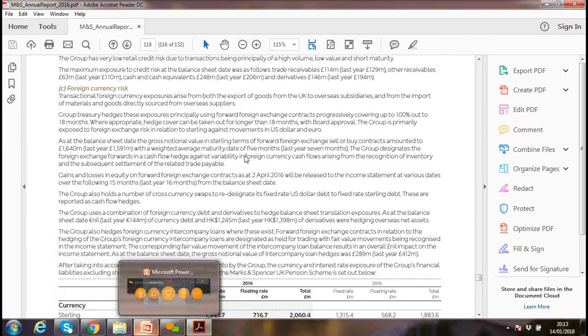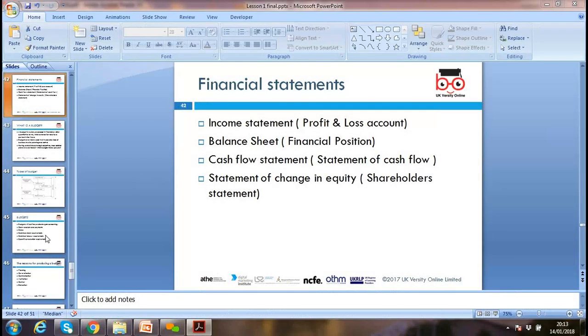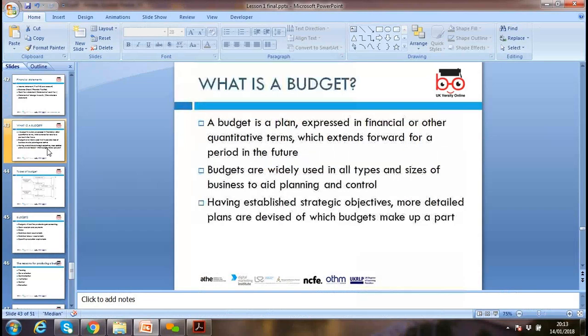Okay, let's move to the next one. Any questions up to now? No? Okay. In accounts we prepare, and under financial management, because this is finance for managers, managers make a budget. And what is meant by a budget? Any definition of a budget?